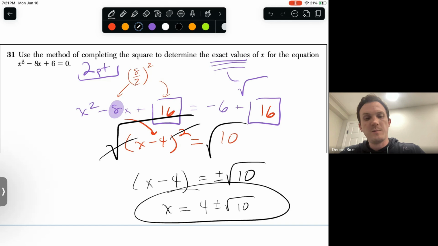Now, even if you type this into your calculator, whatever this is, let's say 7 something and 1 point something, or less than 1, you would lose a point. You're doing more work, but this is what they want. Hey, that's exact. Me typing in some decimal is rounding. Good rule: 4 plus or minus square root 10.